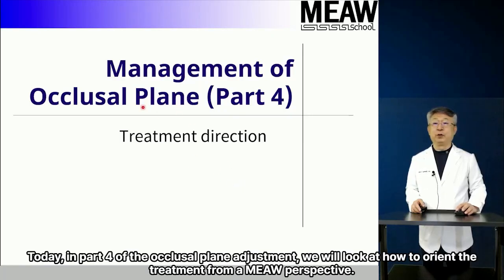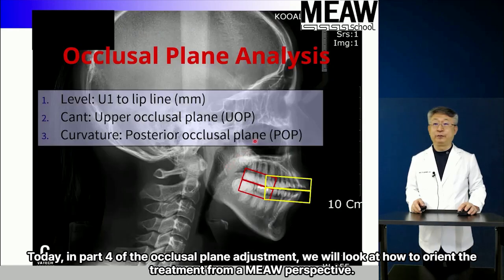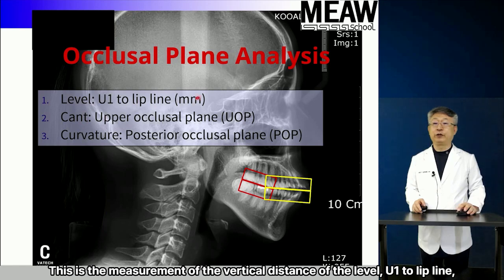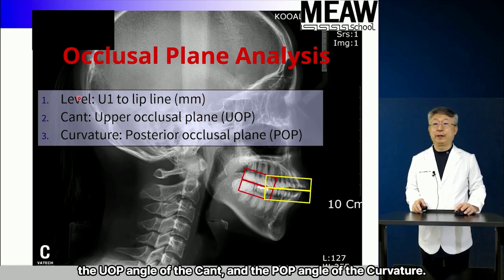Today, in part 4 of the occlusal plane adjustment, we will look at how to orient the treatment from a MEAW perspective. When analyzing the occlusal plane in the MEAW diagnosis, it was largely classified into 3 categories. This is the measurement of the vertical distance of the level, yawn to lip line, the UOP angle of the cant, and the POP angle of the curvature.